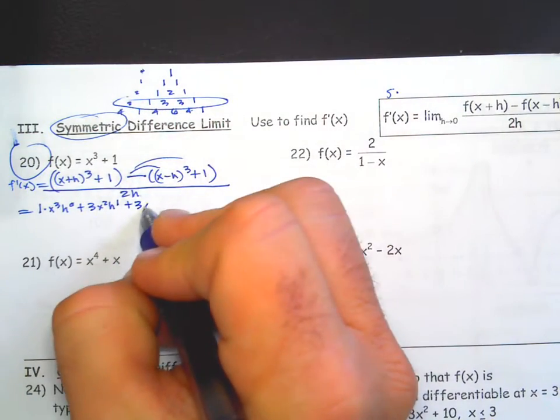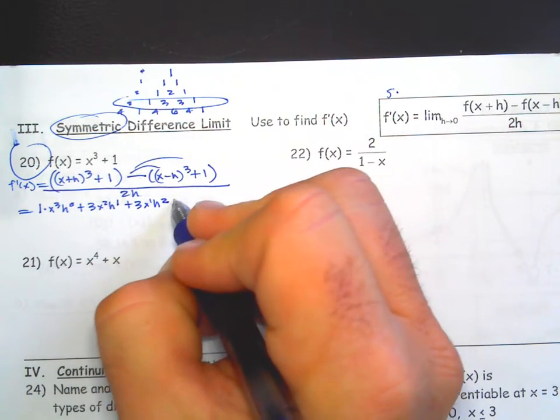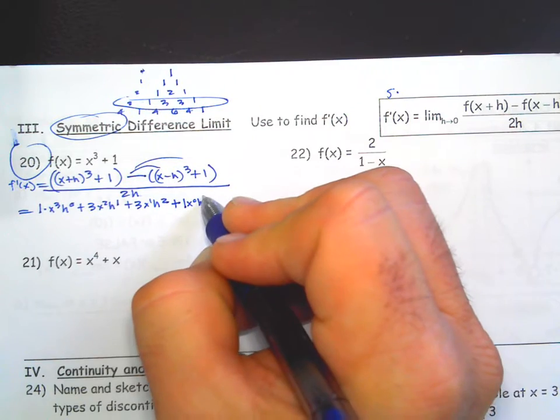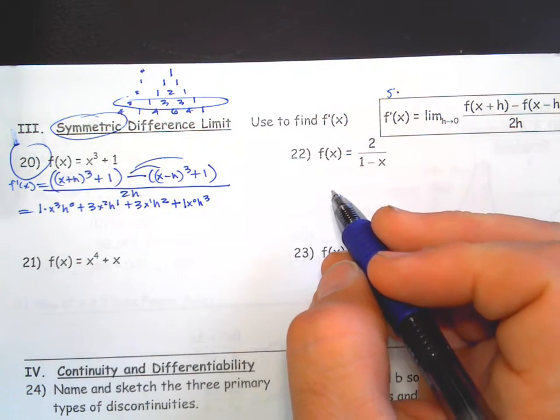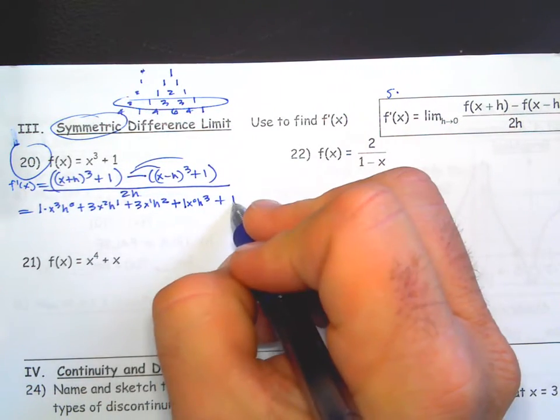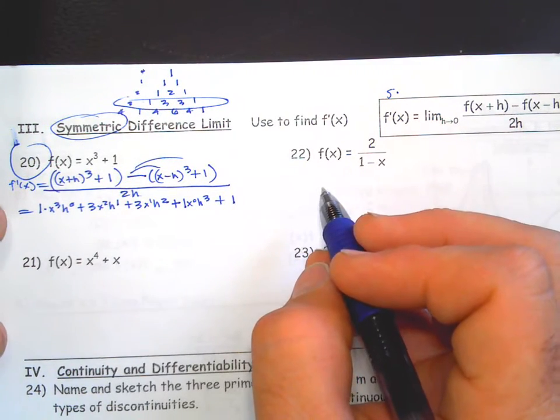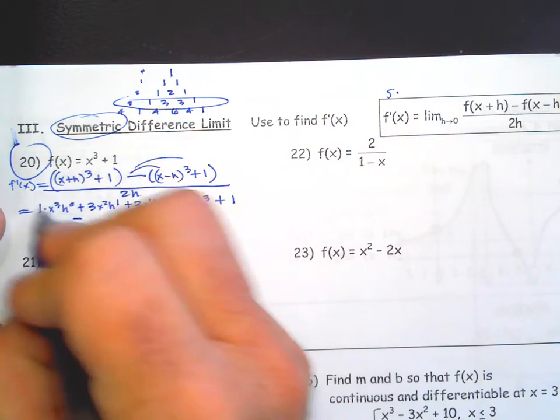Plus 3x to the first, h squared, plus 1 x to the 0, h cubed, okay? Plus 1. There's a plus 1 there. Okay. And then minus, that's the whole first one.